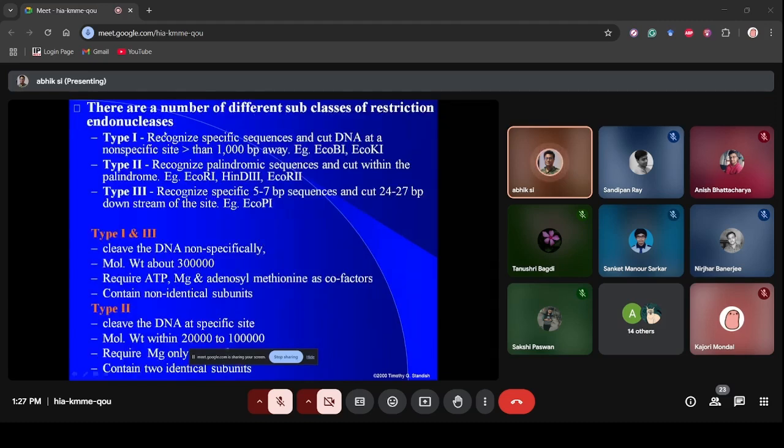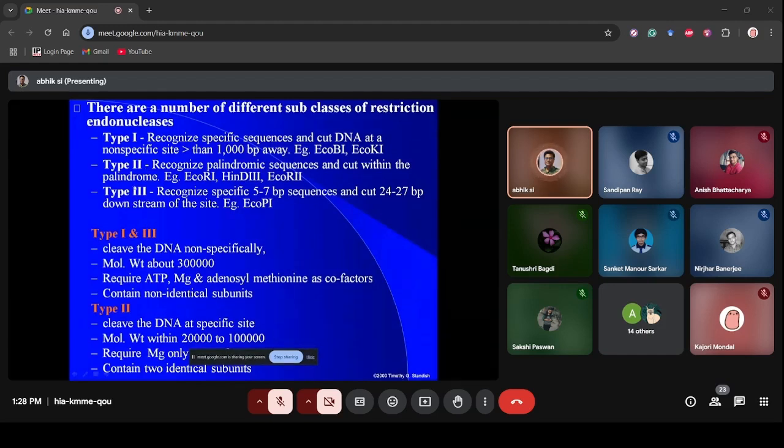Now there are different types of RE as per your syllabus, and that is type 1, type 2, and type 3. And in your syllabus there is also type 4, but it generally has little application in recombinant DNA technology. Now out of type 1, 2, and 3, type 1 and type 3 have some specific common features, and type 2 has a different character.